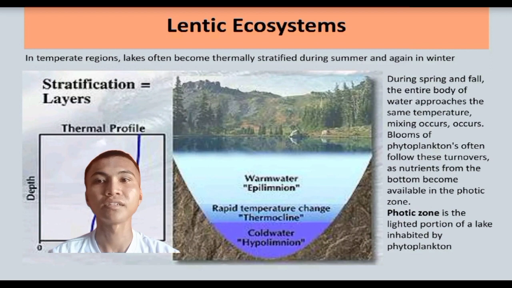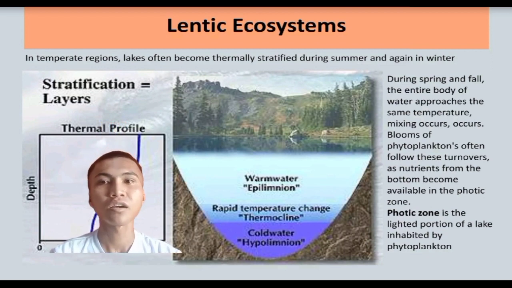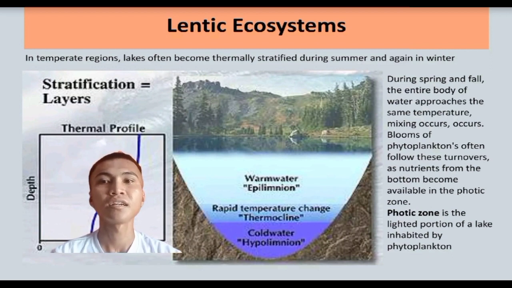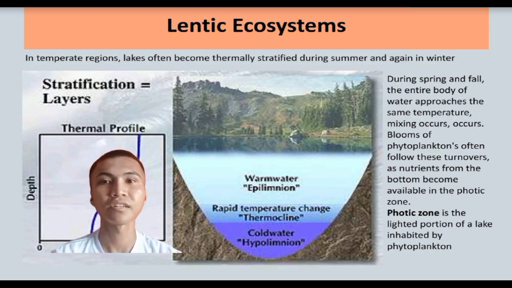epilimnion or warm water, the uppermost and warmer layer of water which is well mixed by wind and sunlight. This layer receives sunlight and supports abundant plant and animal life. The second layer, or the middle part, is the metalimnion or thermocline, a transitional layer characterized by a rapid decrease in temperature with increasing depth. It acts as a barrier preventing mixing between the epilimnion and hypolimnion.